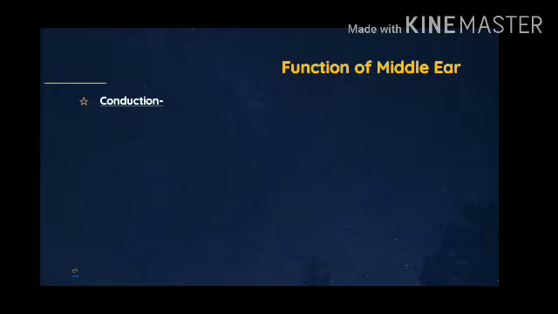The function of the middle ear: first one, conduction. In this function, the ear conducts the sound from the outer ear to the inner ear. Second one is protection. It creates a barrier that protects the inner area from foreign objects. Third one is transducer. The transducer helps to convert acoustic energy to mechanical energy and mechanical energy to hydraulic energy. And last one is amplifier.